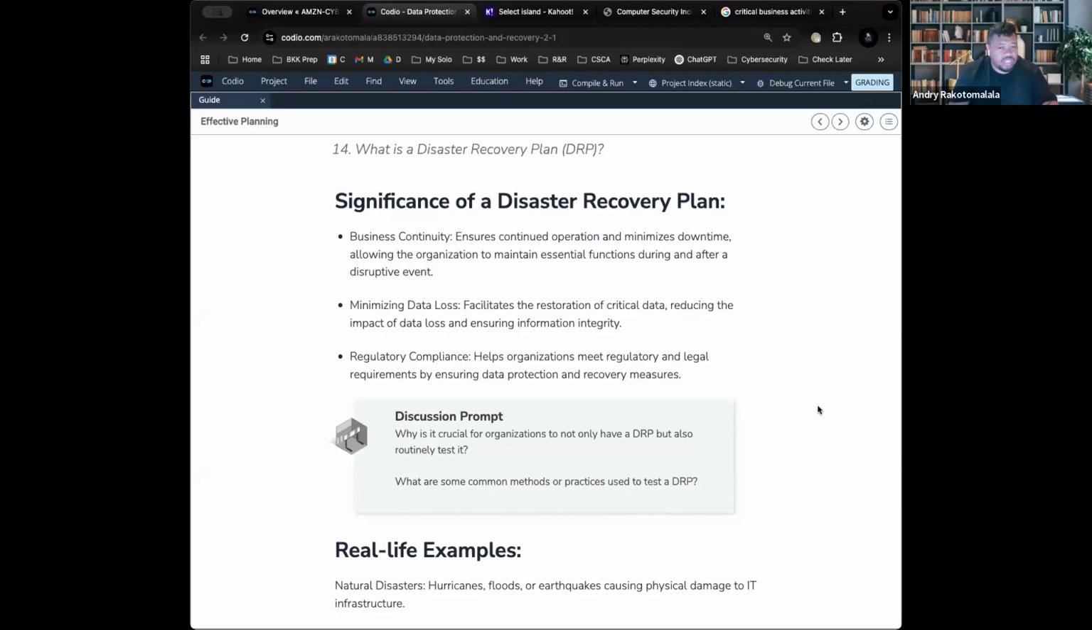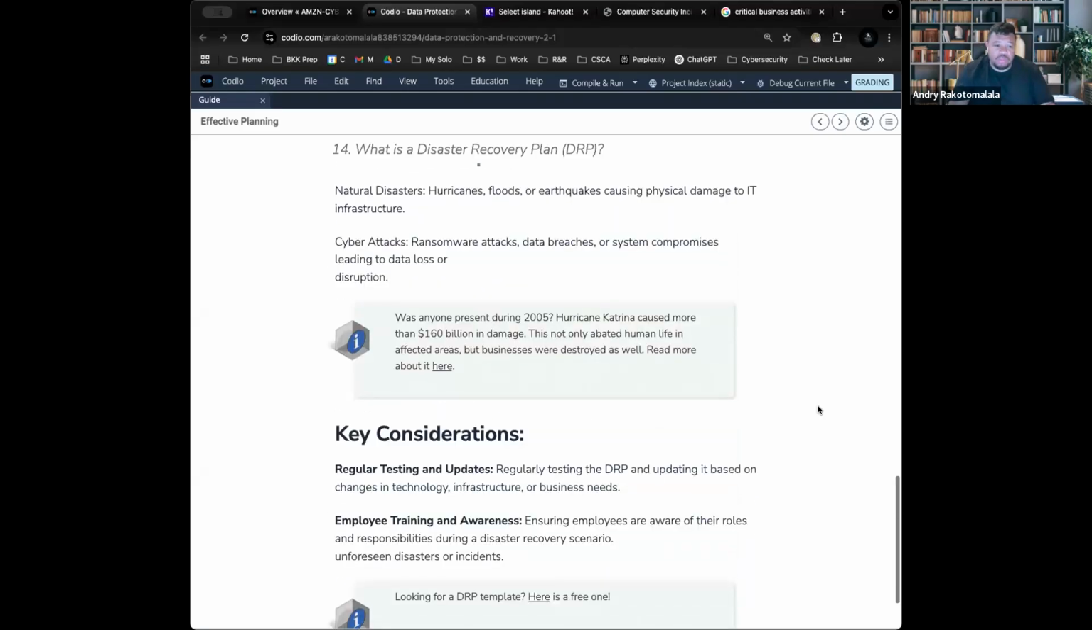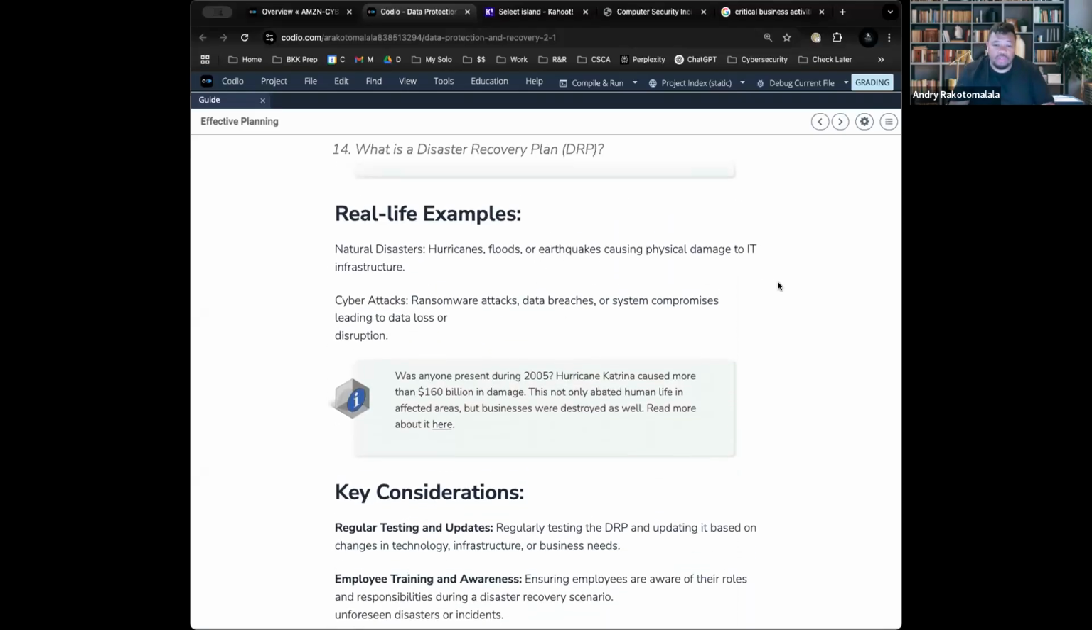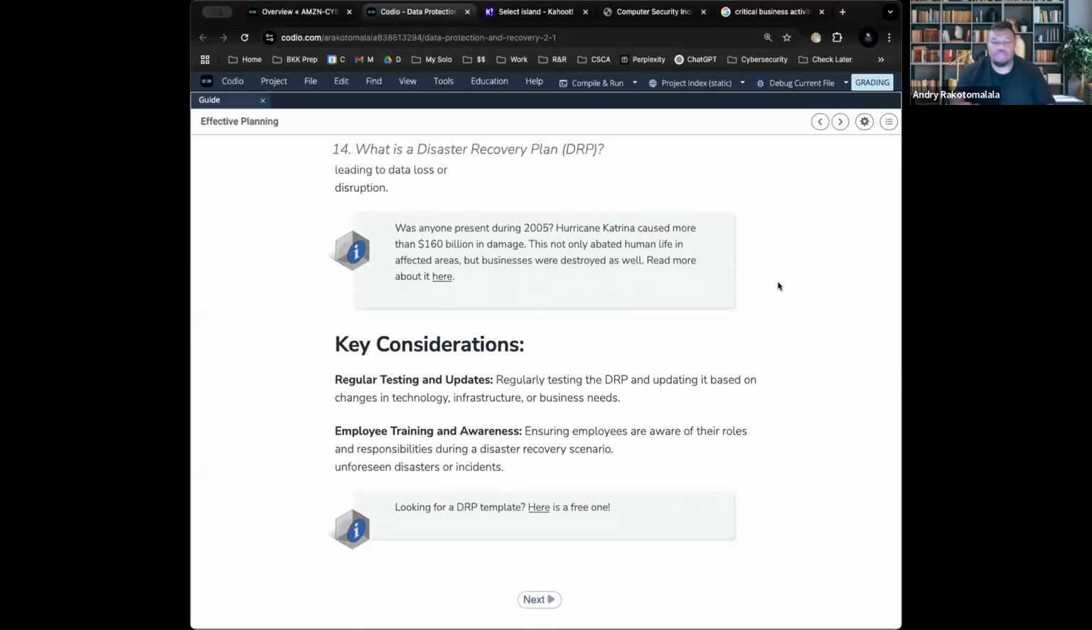Now, this is if it were a security incident. If it were something such as a hurricane or a flood, if there's physical damage, well, then the disaster recovery plan would obviously take a bit longer to get back up and running. However, we could have safeguards in place. Of course, there's also the concept of regular testing and employee training.